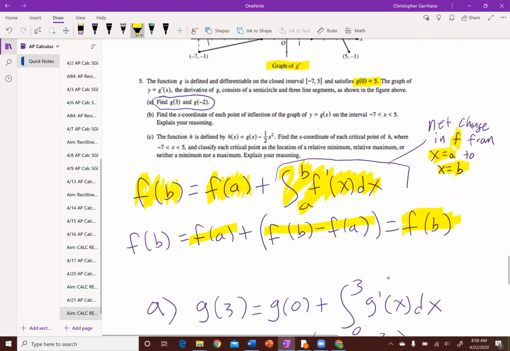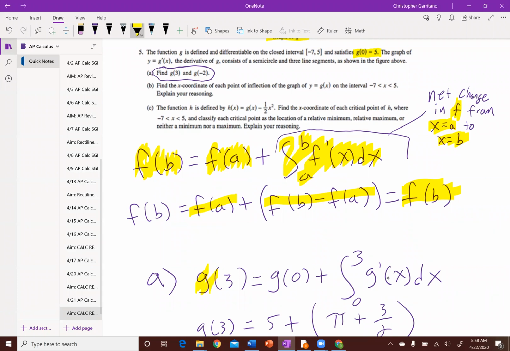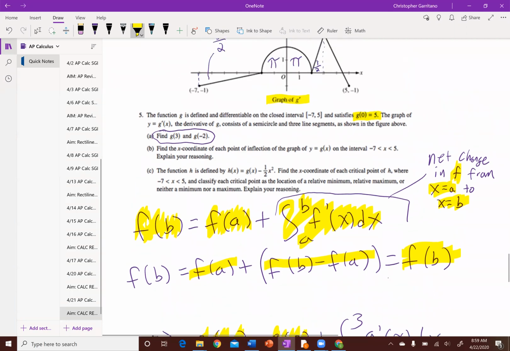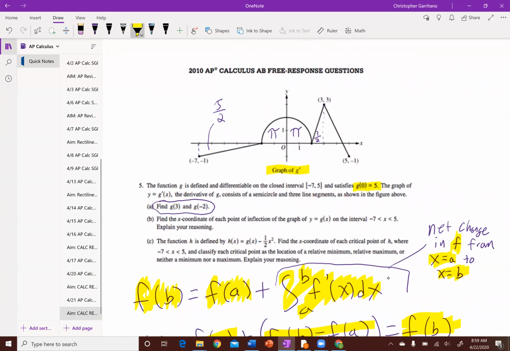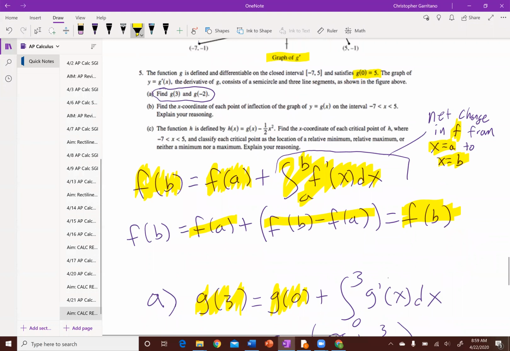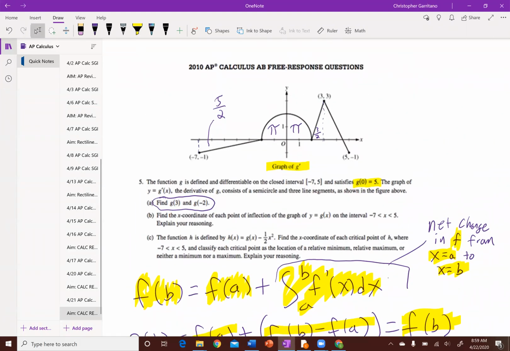So to find g of 3, I'm going to take my initial piece of information and add to it the net change in g from 0 to 3. And the way we do that is we integrate g prime from 0 to 3. Now, how do I find the value of a definite integral if I'm not given a function? Well, we are lucky enough to be given the graph of g prime. And so all I need to do is find the area under the curve of g prime from 0 to 3. And that is this area right here.